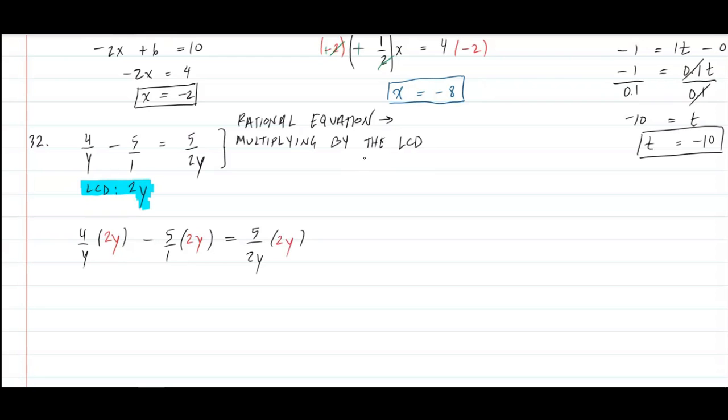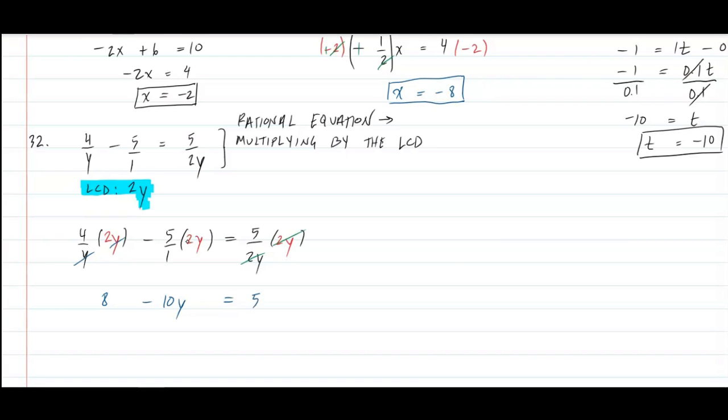Now here's all the things that happen. In the first fraction, notice how the y's will cross each other out. So the y's are gone. But you still got a 4 and a 2 left, so you multiply those two and you end up with 8. Then in the second fraction, you have a 5 times a 2y, which is actually a minus 10y. And finally, in the rightmost fraction, this is the neatest one. Notice how 2y and 2y will cross off entirely, so you're left over with a 5.